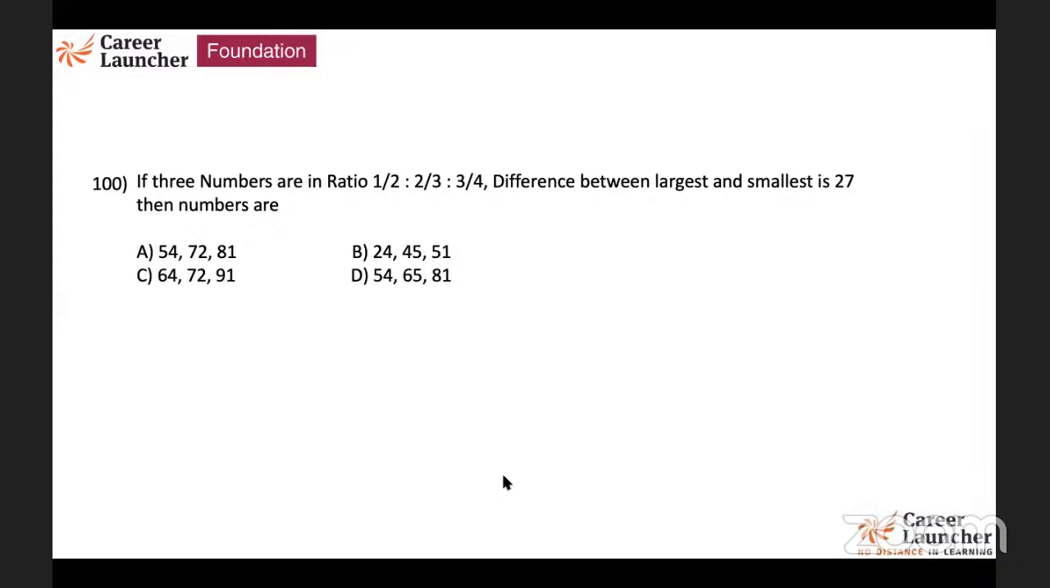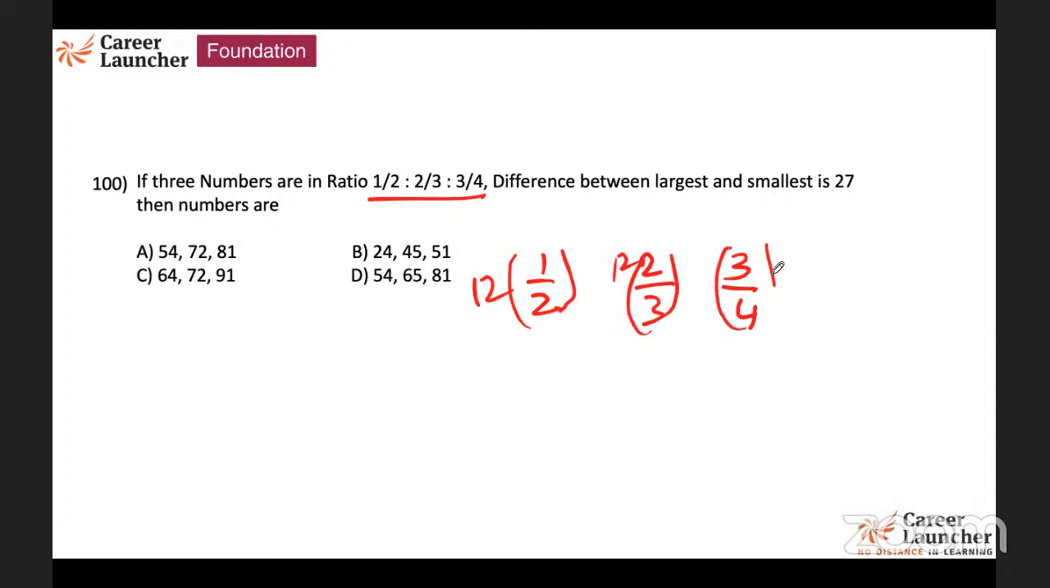This is sharing the results. Most people got B as the answer, but that's not correct. The answer is A for this. Let's look at how to solve it. The ratio is 1:2, 2:3, 3:4. So the LCM is 12. So multiply everything by 12. You will get 6:8:9. These are the 3 numbers.